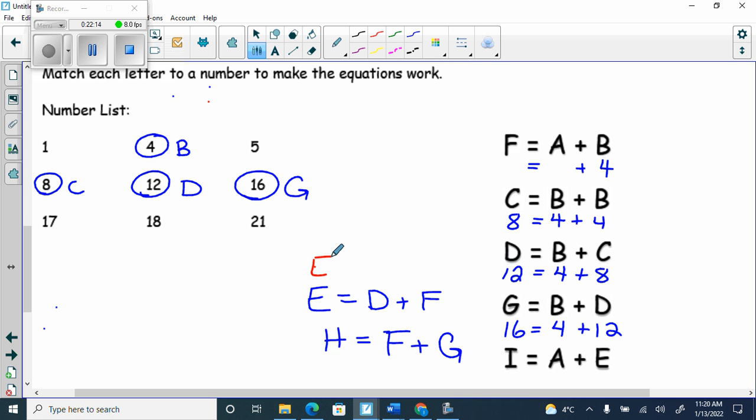E equals D, which is 12, plus F, whatever F may be. So if I go 12 plus 5, I get 17. If I go 12 plus 1, I get 13. Doesn't work. 12 plus 18 is too big, right? So it's going to have to be 12 plus 5. F is going to have to be 5, and E is going to have to be 17.